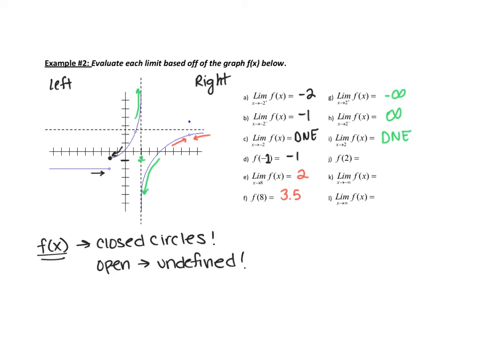And if I want to find f of 2, here's my x value of 2. I'm looking for a closed circle. Well, I don't see any. It's on an asymptote. So if I don't have a closed circle and it's open, or in other words, we could say if it's at an asymptote, then it's still undefined. So remember, we use undefined for f of values and DNE for limits.